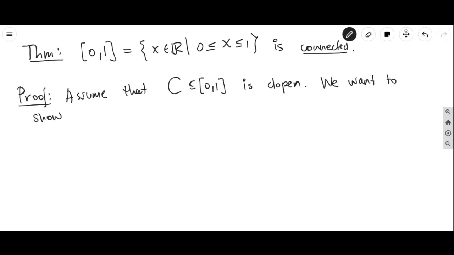We want to show that whatever that clopen set is, it's either empty or it's the interval from 0 to 1. That's what it means to be connected. Connected means that clopen sets are only the trivial examples that you can think of.